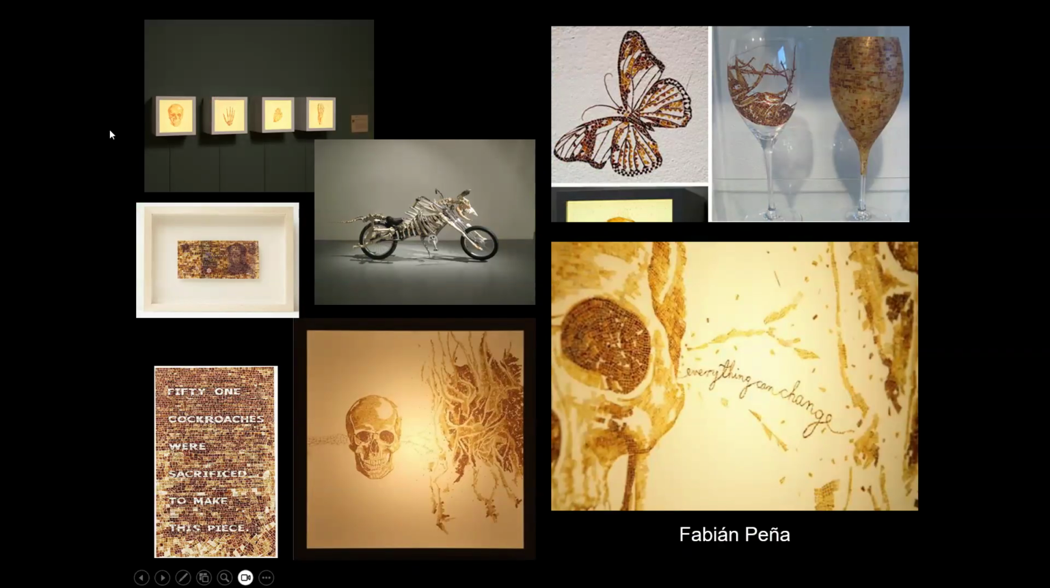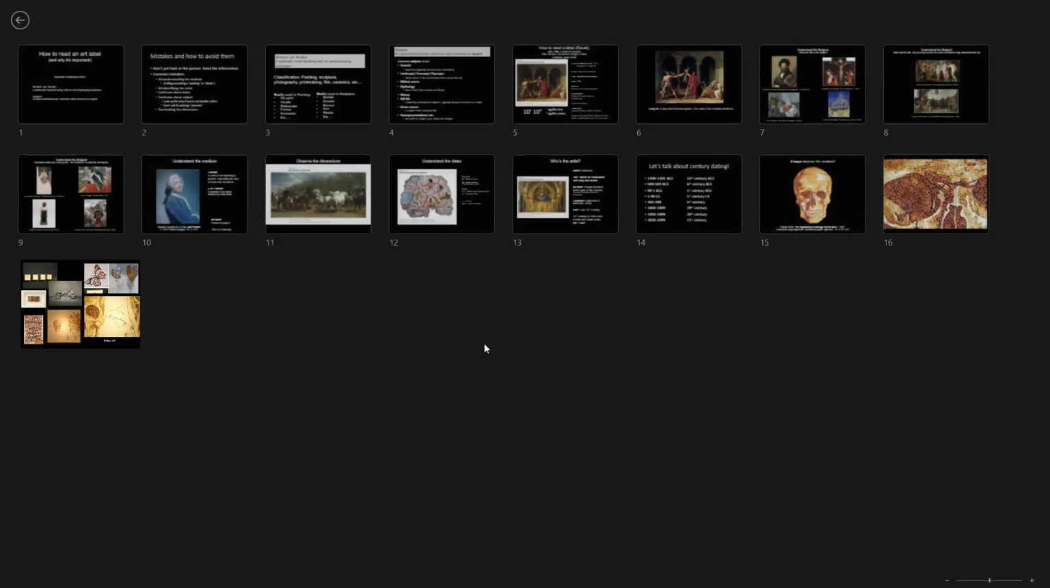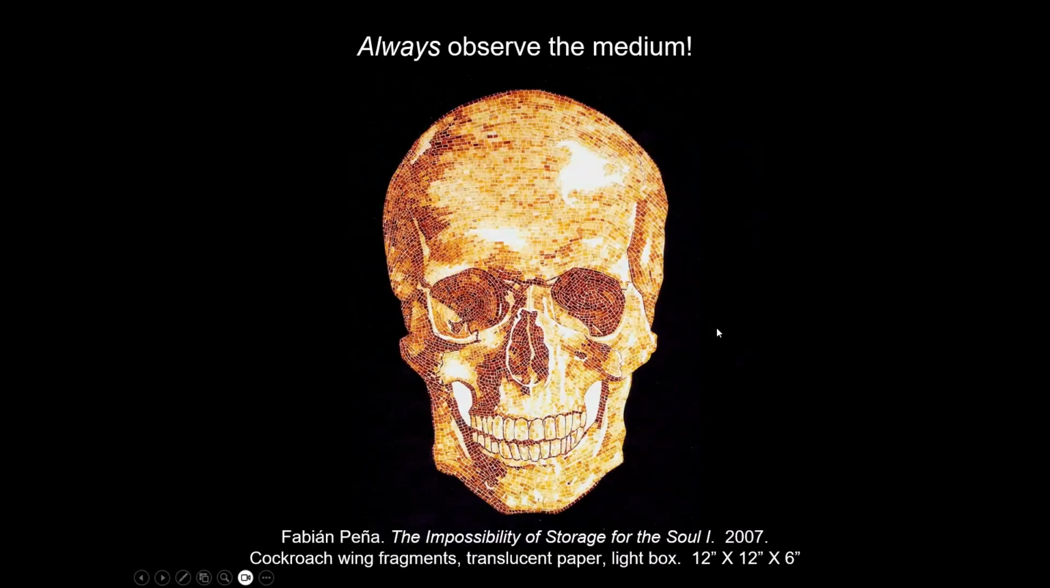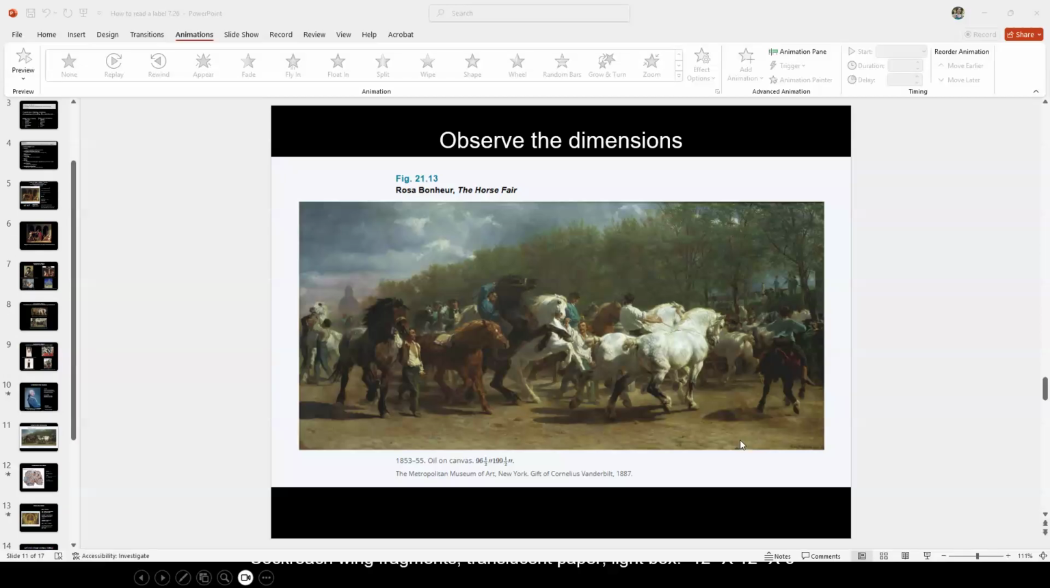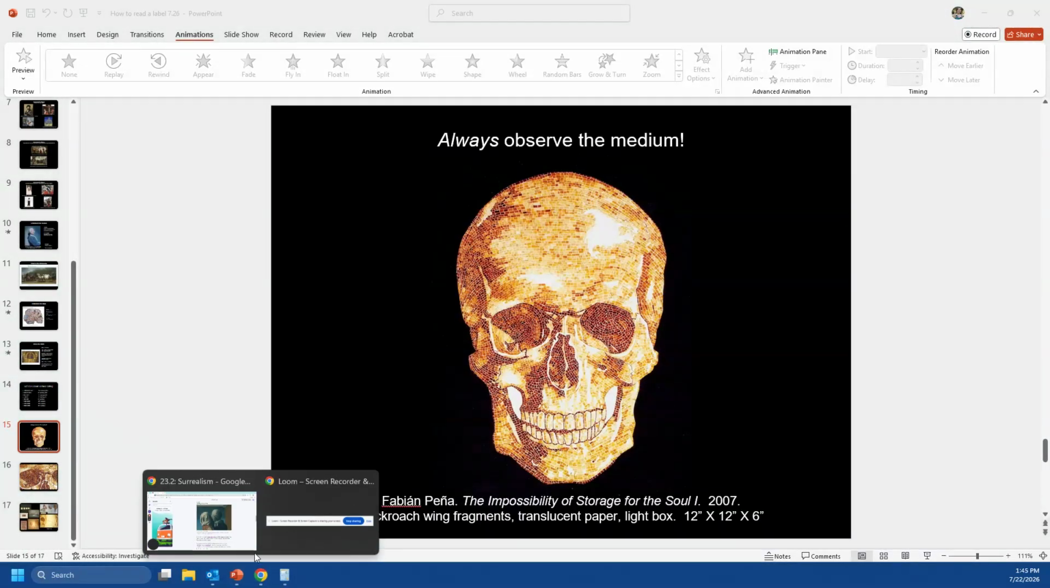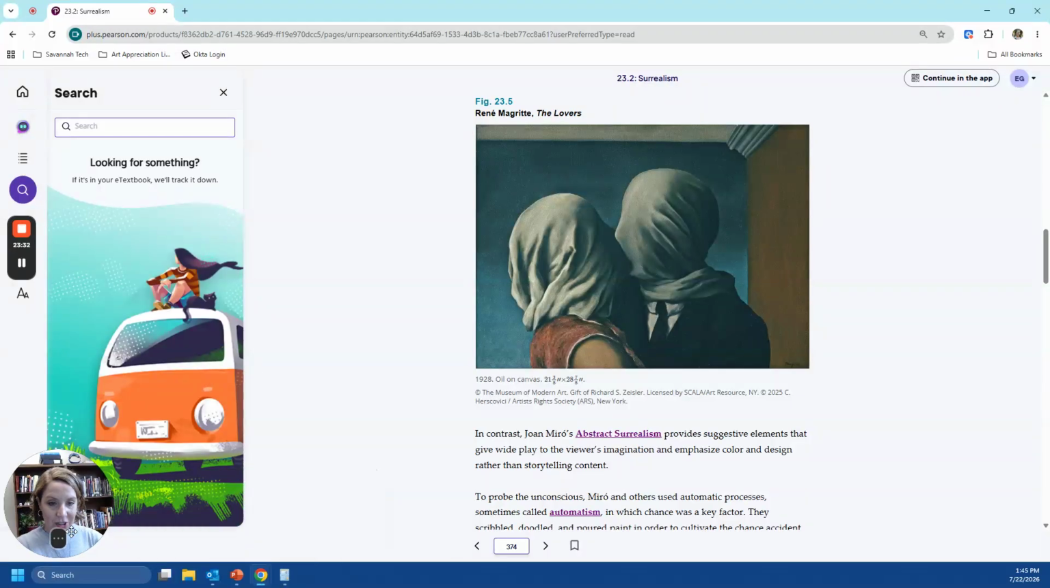So here's an image of the work of art in the gallery there on the top left, and an assortment of other pieces by Fabienne Peña. Once again, understanding the medium is very crucial to understanding the significance of a work of art and what makes it interesting. So it's not just about looking at the image, oh, look, it's a skull. It's about understanding who made it, when, what it is, what it's made of. This is all very important information in art appreciation.